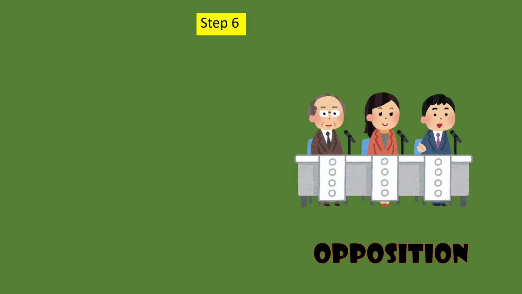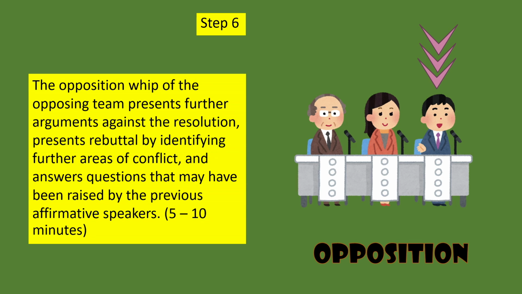Step 6. The opposition whip of the opposing team presents further arguments against the resolution, presents rebuttal by identifying further areas of conflict, and answers questions that may have been raised by the previous affirmative speakers.